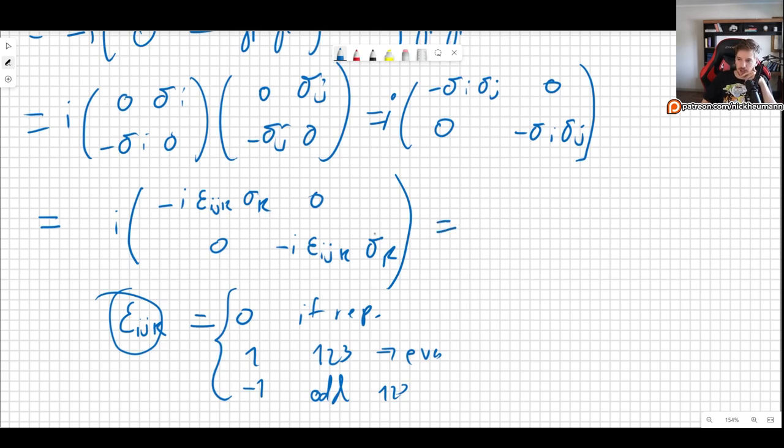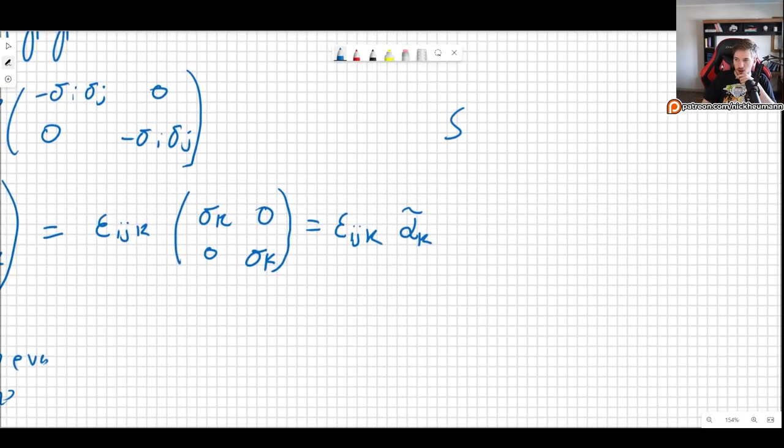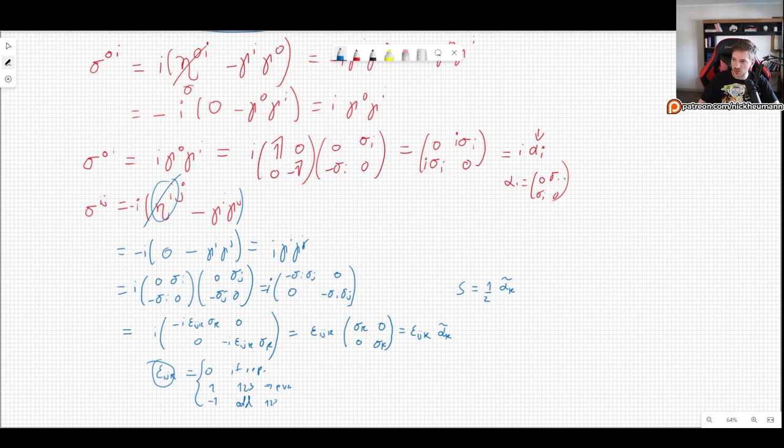We can just write this simply. We have i's which will cancel out, the minus signs cancel out. So we get epsilon ijk times this matrix of sigma k 0, 0, sigma k. And this matrix, we have also seen this matrix, and this is where the important thing begins. This matrix is the matrix that we saw was related to spin. So when we studied the spin of the Dirac particle, we saw that the spin operator is 1/2 times this matrix right there, right? And it makes sense, right? It's related to the Pauli matrices, which we know in quantum mechanics also were related to spin. So now we can see that these sigmas also end up with a bunch of Pauli matrices in both of those cases.